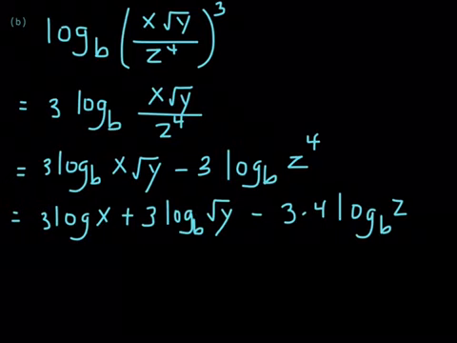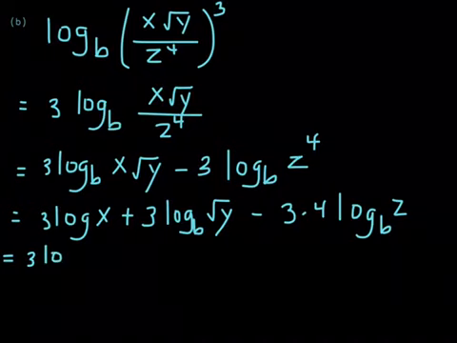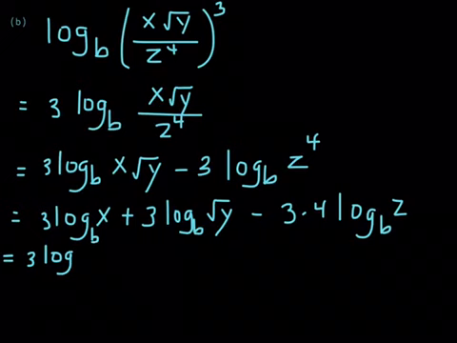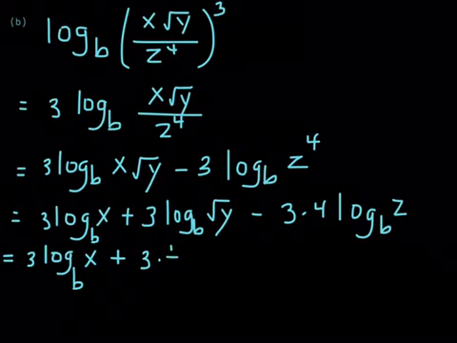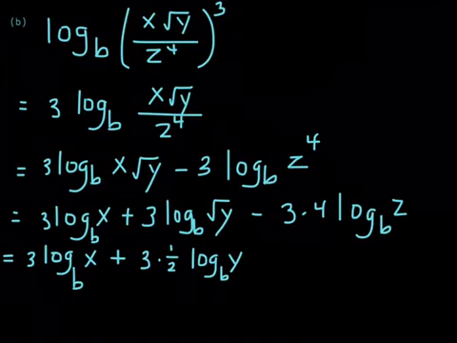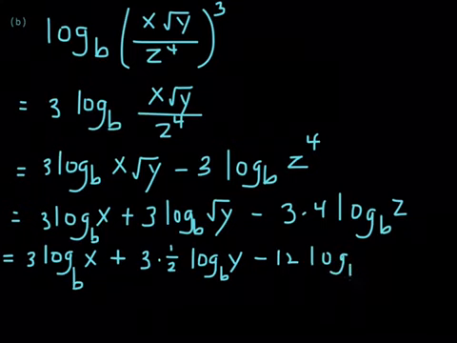All right? So it'll be 3 times log of x. You know what I just realized I forgot? Did anybody else catch it? I forgot my base right here. That's very easy to forget. Don't drop your subscript. Don't drop your base. So 3 times log base b of x plus 3 times 1/2. This 1/2 is that square root symbol, as an exponent. That came down. Minus 12 times log base b of z.